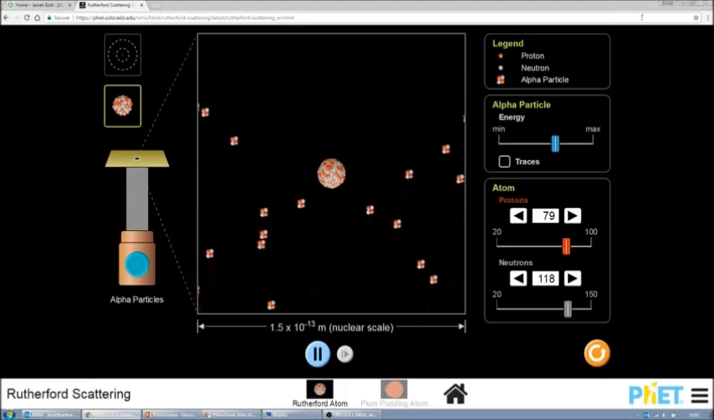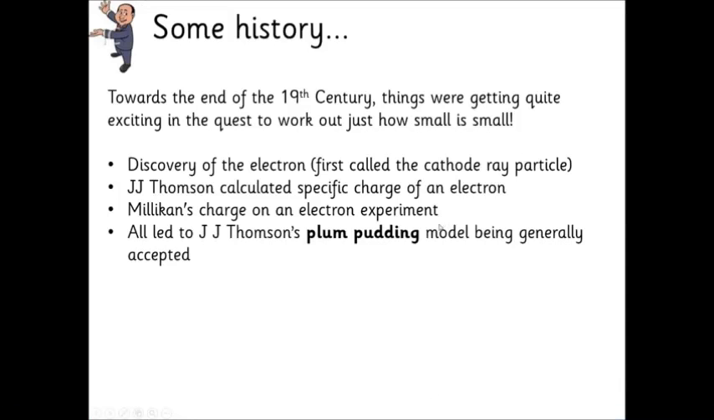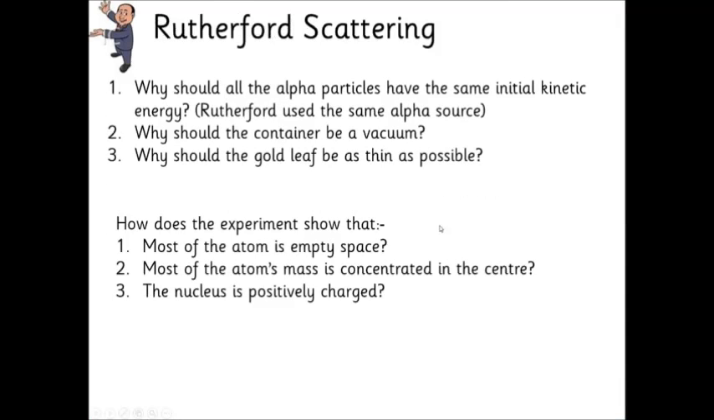Okay, so that's an animation of the results. This is the classic kind of thing you need to think about: initially, in terms of the example, why would all the alpha particles have the same kinetic energy? Why should the container be a vacuum? Why should the gold leaf be as thin as possible?